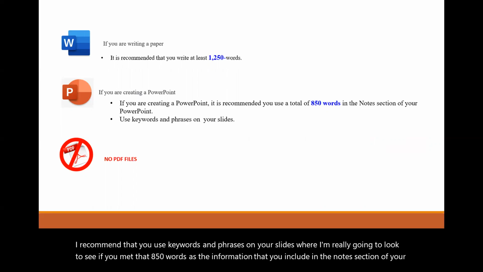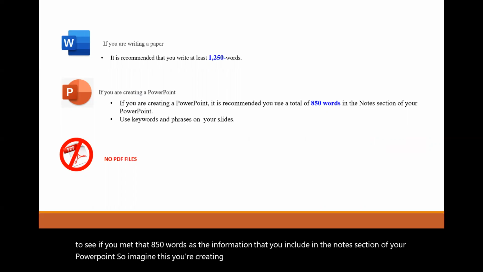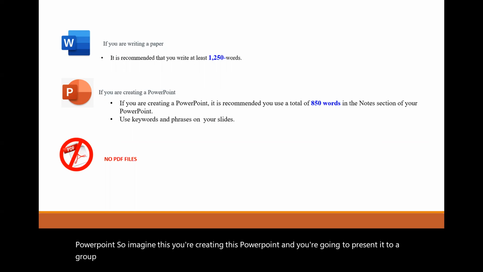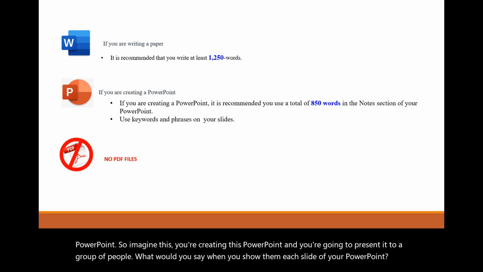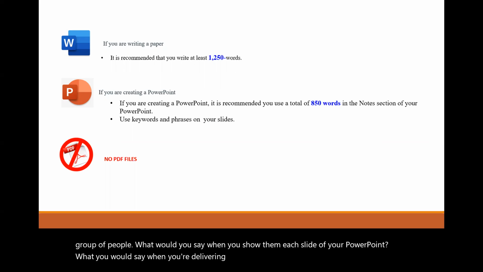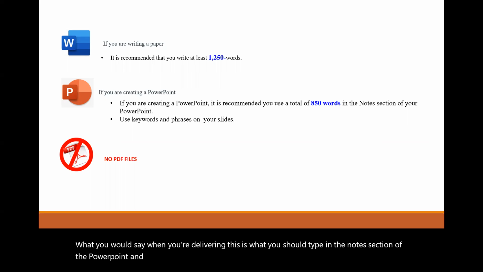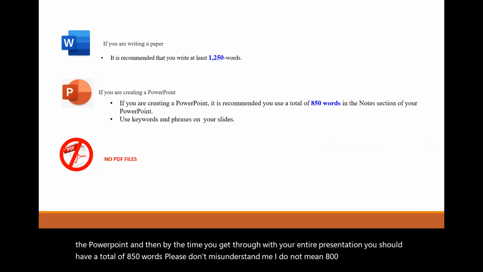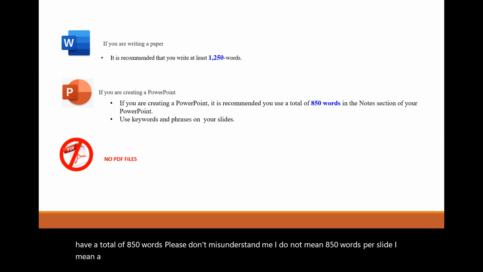So imagine this. You're creating this PowerPoint and you're going to present it to a group of people. What would you say when you show them each slide of your PowerPoint? What you would say when you're delivering this is what you should type in the notes section of the PowerPoint. And then by the time you get through with your entire presentation, you should have a total of 850 words. Please don't misunderstand me. I do not mean 850 words per slide. I mean a total of 850 words.